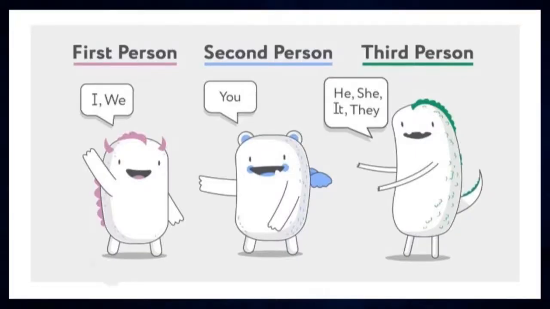Look here, one picture is given. First person, second person, third person. The first picture represents I, we. And the second picture represents you. And the last picture represents he, she, it, they.